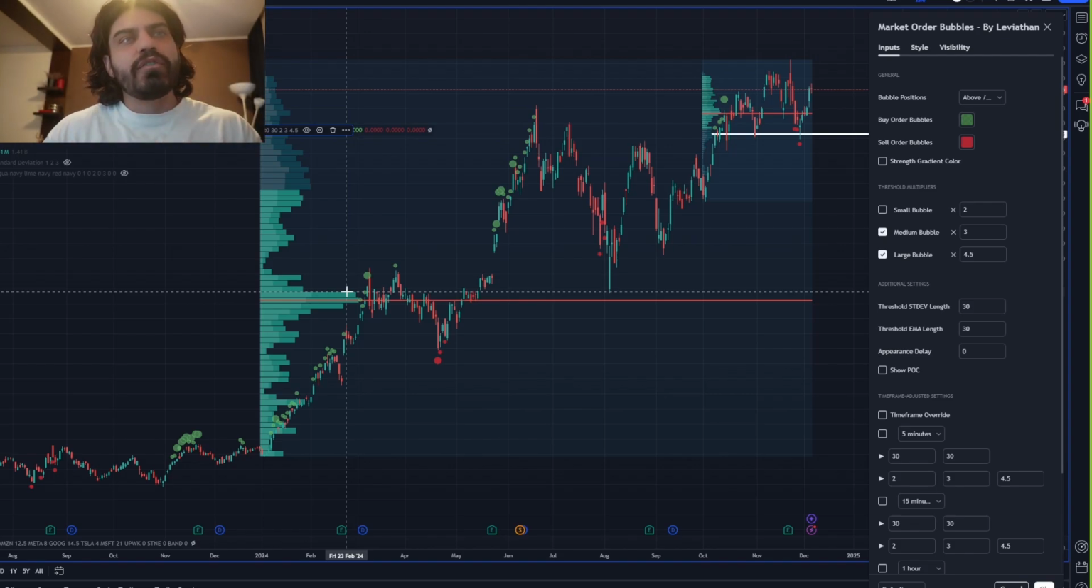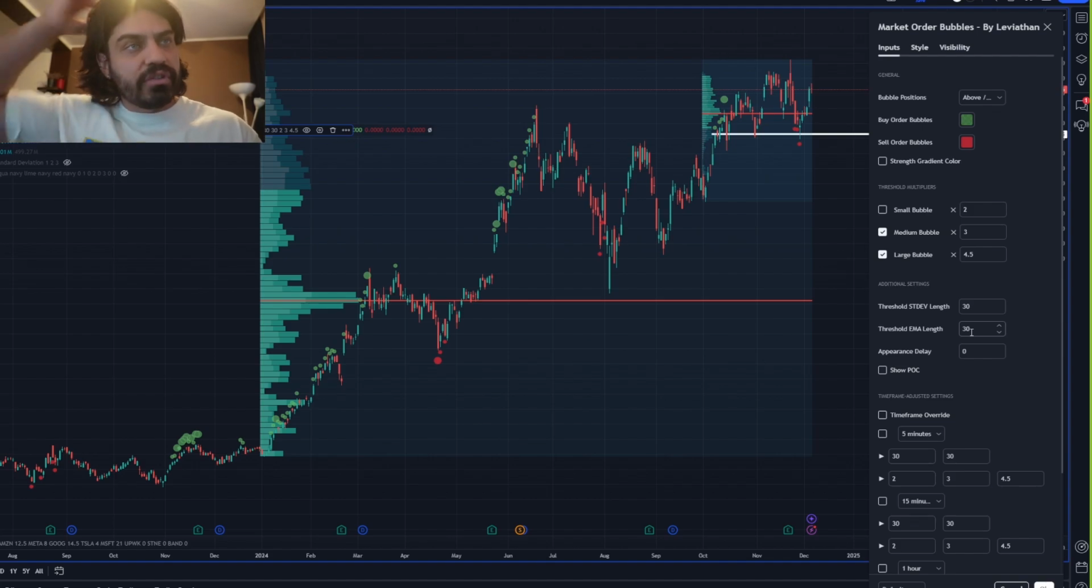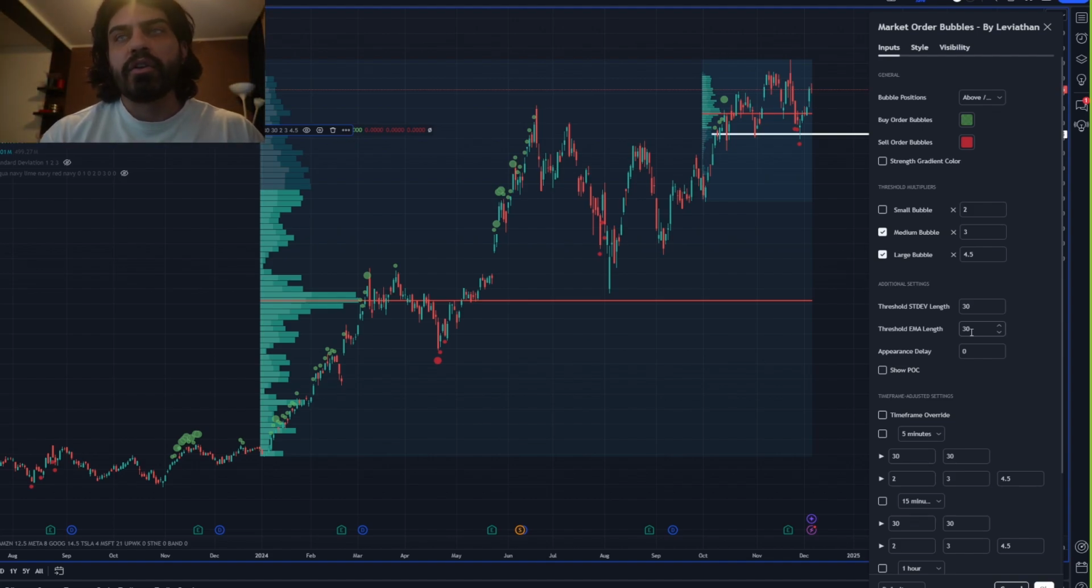There's obviously a few different thresholds. You have standard deviations and EMAs that appear in this as well. So it's not only market order based. You can play around with these and see, right, if you increase or decrease the length, what information you get from there. I just keep it at 30 and 30 on those settings.